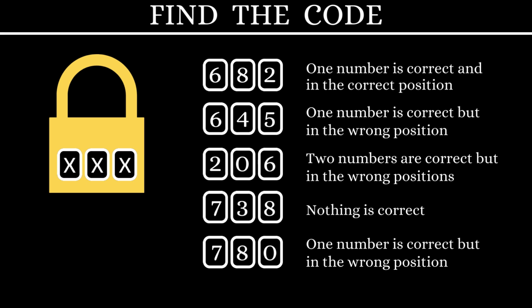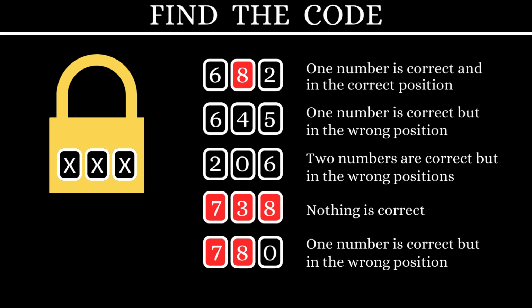We'll start with this hint, where none of the numbers are correct. This means 7, 3 and 8 cannot be placed anywhere in the code. So, let's mark them as incorrect. The first statement has an 8 and the last statement has both 7 and 8. All these are incorrect numbers.